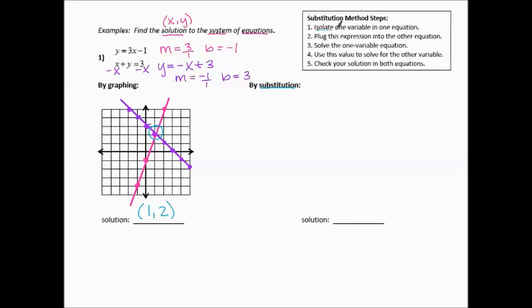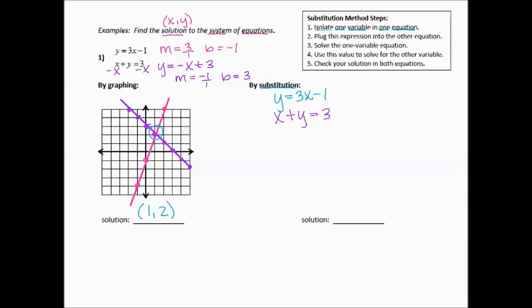Step 1, isolate one variable in one equation. So I want to have one variable by itself, and it looks like I already have that. My first equation says y equals 3x minus 1. So I already have it solved for y. So I do not need to solve my other equation for y. I can leave this in its original form.